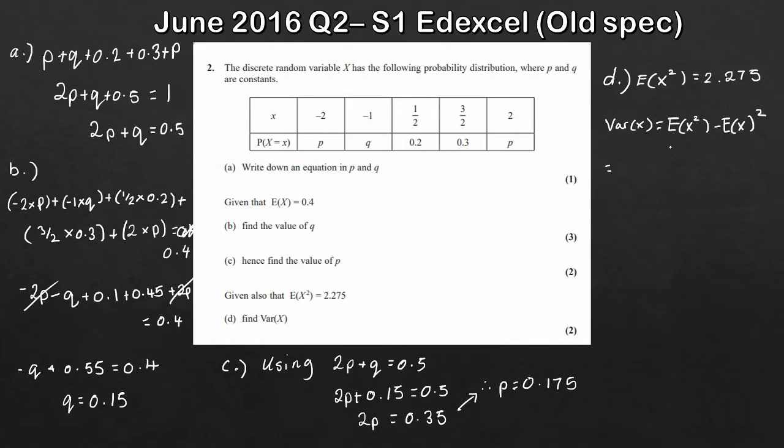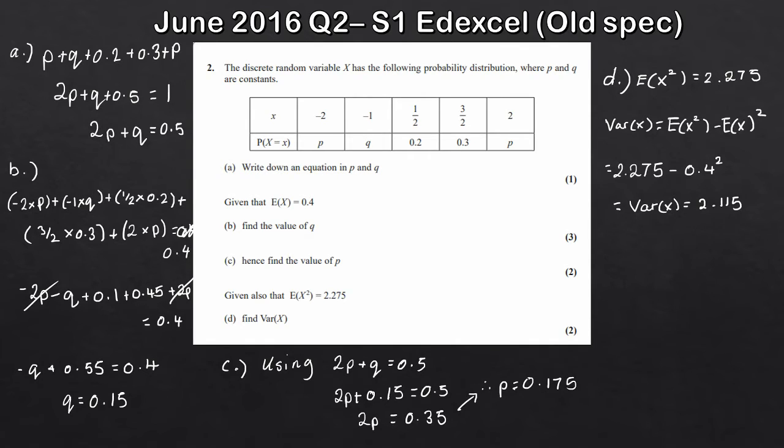So we're given E of x squared, that's 2.275. We have E of x somewhere, where was it? 0.4, there we go, I couldn't see it then, 0.4. So if we square that and then subtract it off, what we'll get is that the variance of x, so just put this on your calculator, you'll get 2.115. And there we have it, so that's the final 2 marks there for this question.